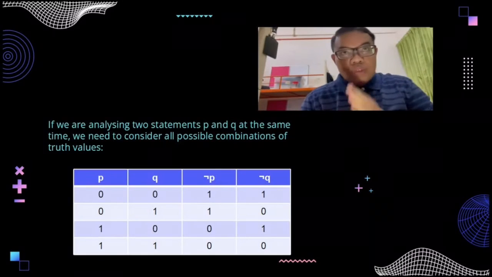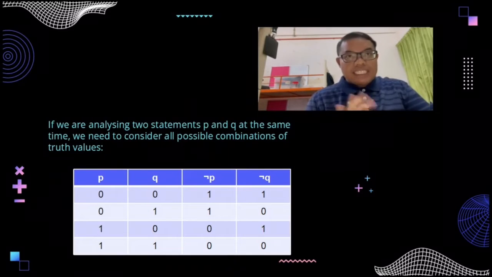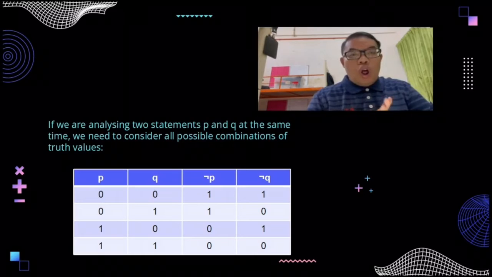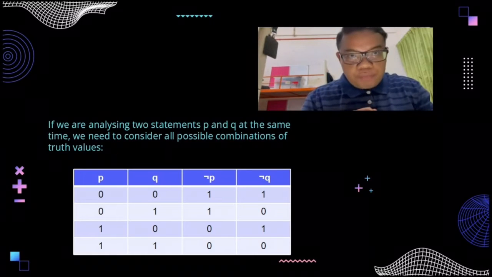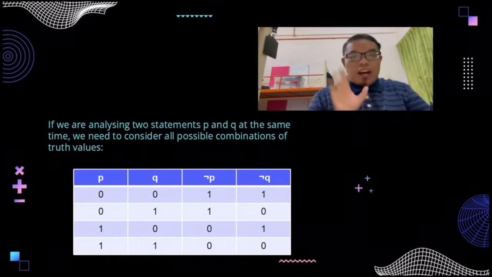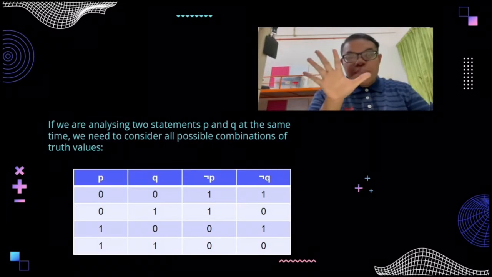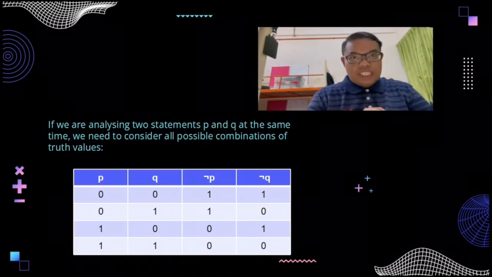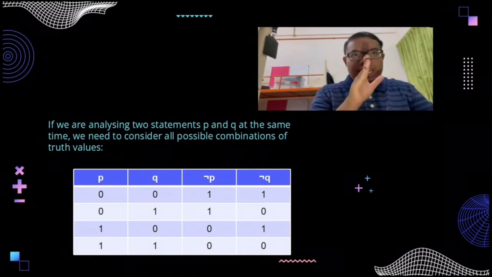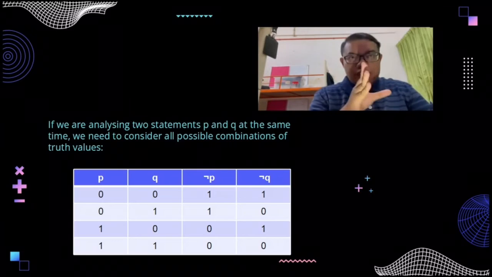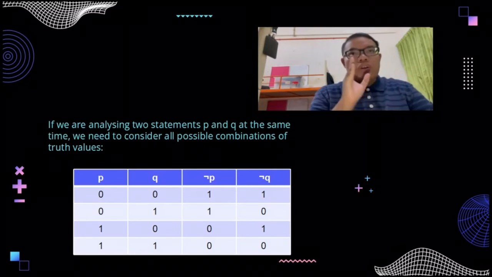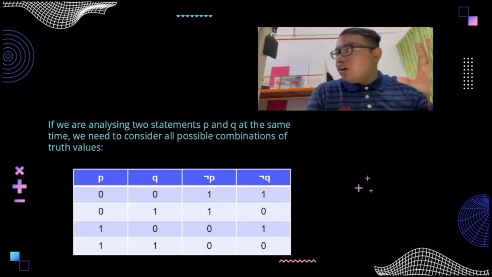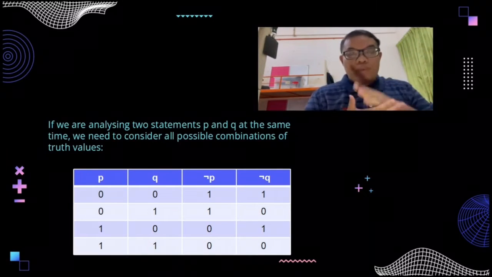The last thing that I want to share is, if we are analyzing two statements, P and Q, at the same time, we need to consider all possible combinations of the truth values. You can see in my slide, I have put P, Q, and the negation of P and Q itself. P is 0, the negation should be 1. Q is 0, the negation should be 1. Since there are only 2 variables, it should have 4 rows.